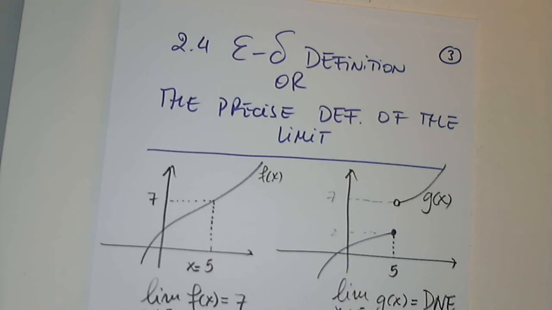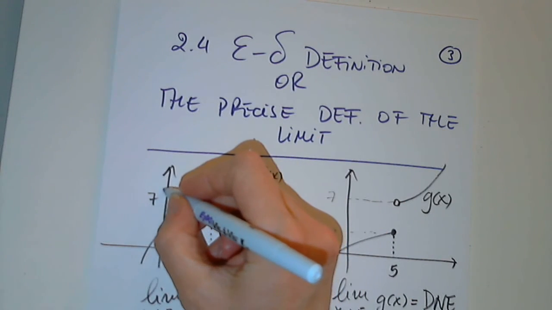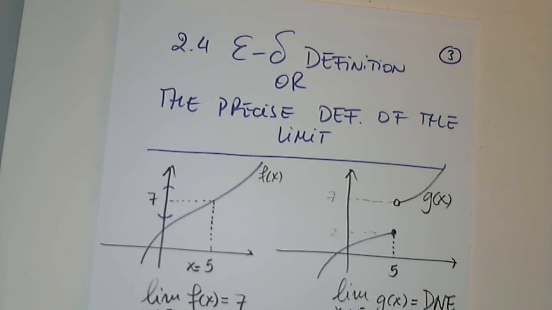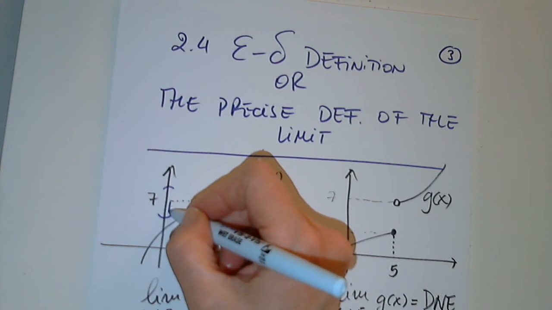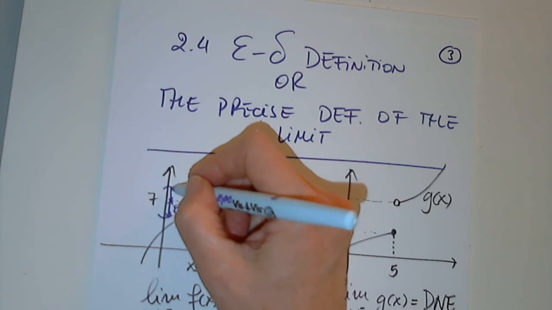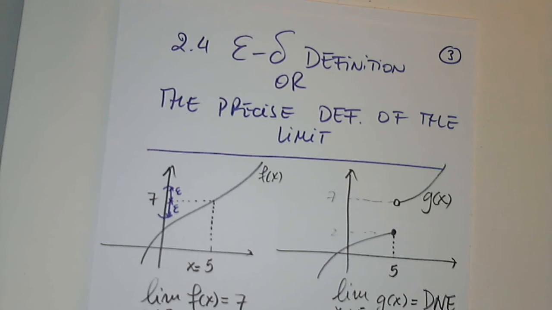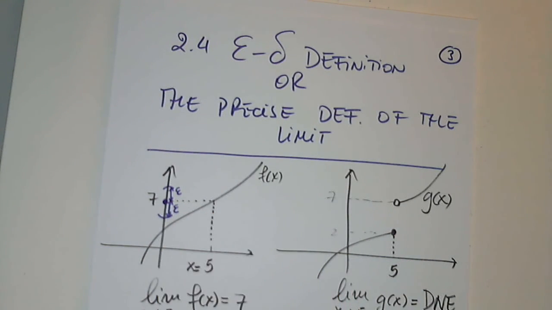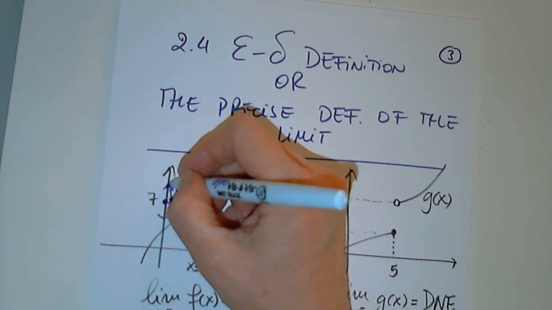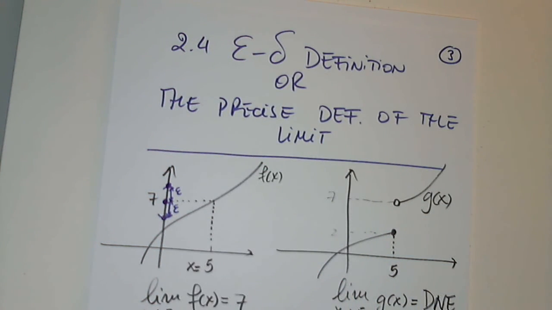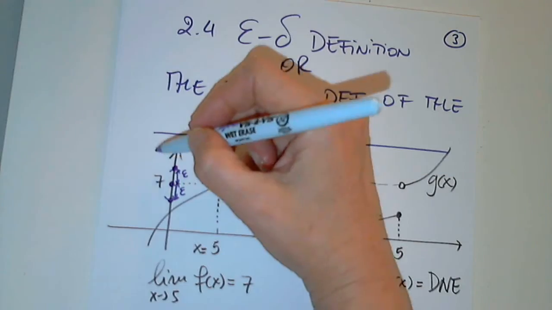Here's how. If I choose a symmetric interval around 7, this distance is epsilon. Of course, this distance is also epsilon because the interval is symmetric. So if this y value is 7, can anyone tell us the y value up here and the y value down here? What will this be?